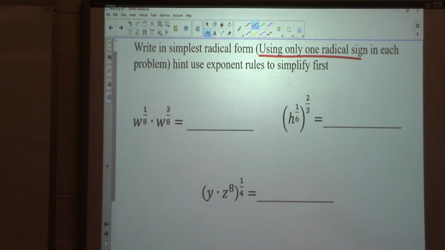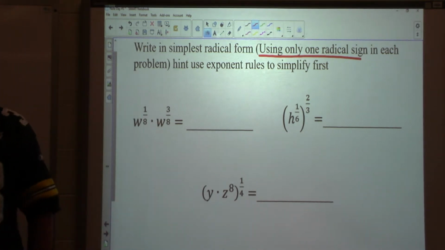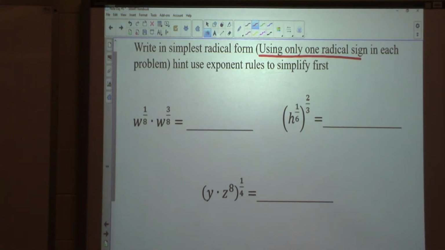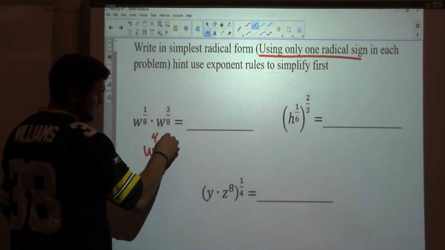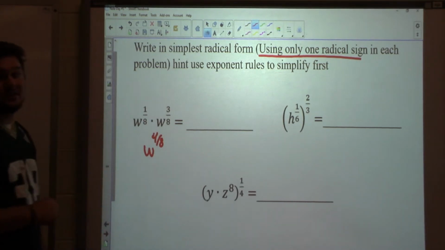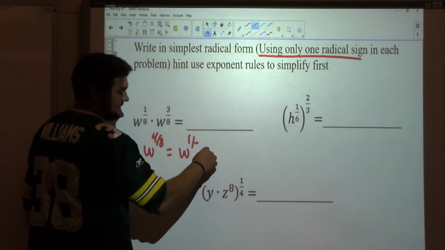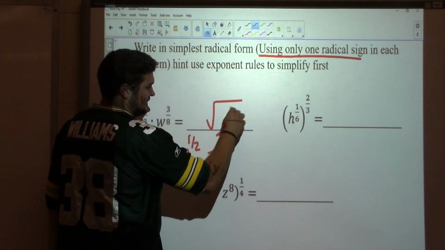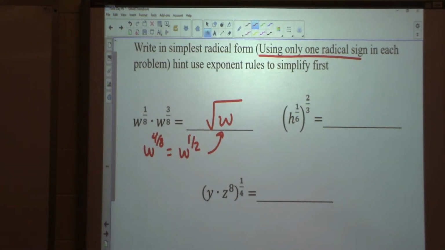Well, the first one I have w to the 1/8 times w to the 3/8. What should I do first? Simplify it, right? Use exponent rules to simplify first. So my exponent rule here, I'm multiplying things at the same bases. What did you do there, exponents? Add them. What's 1/8 plus 3/8? 4/8. Now, I'm not going to change it to a radical there. I'm going to reduce that fraction first. We should get w to the 1/2, which then as a radical should be the square root of w. Or the second root of w to the first power, if you want to write it like that. That's fine as well. Okay?